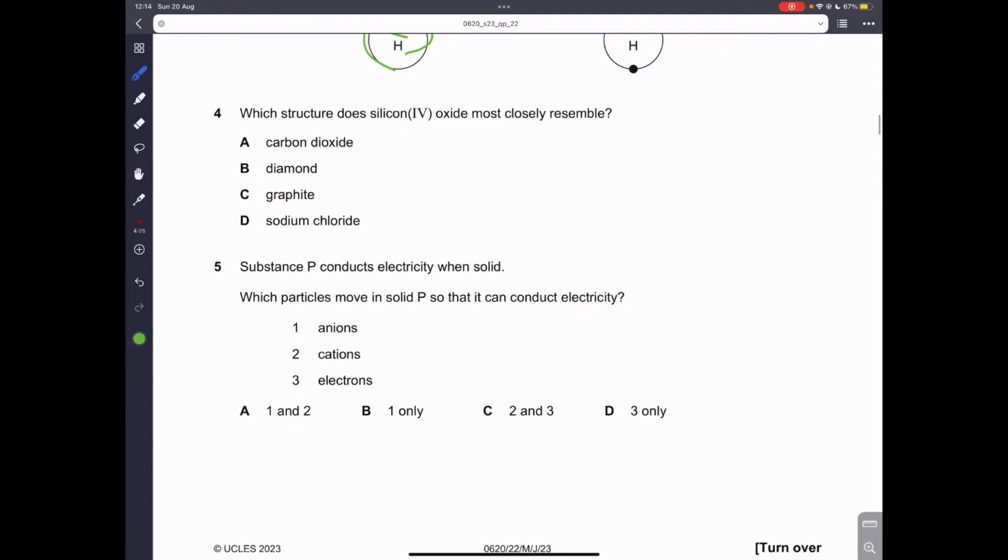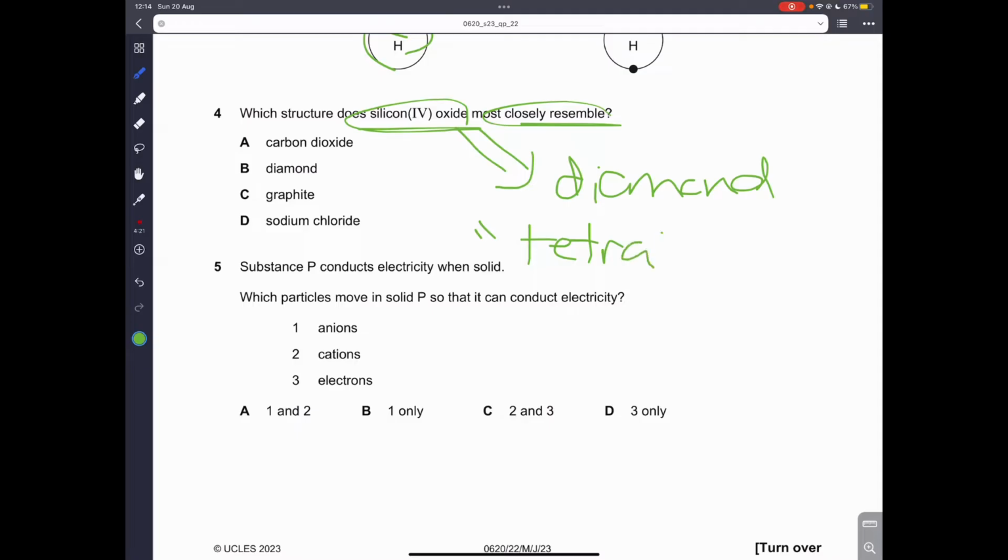Number 4. Which structure does silicon 4 oxide most closely resemble? Well, you have to know the fact that silicon 4 oxide is actually similar to diamond, because they both have a similar tetrahedral structure. So don't get confused by this word tetrahedral. It basically just means a regular triangle-based pyramid.